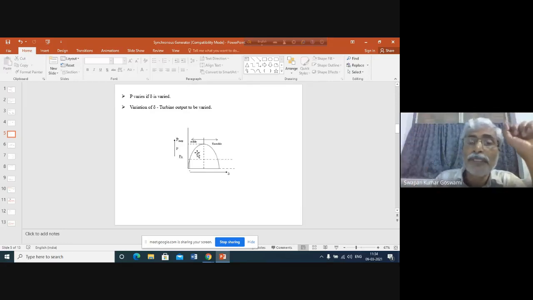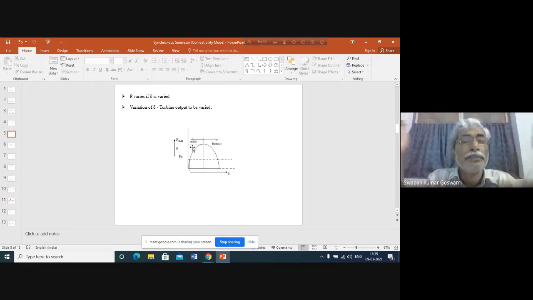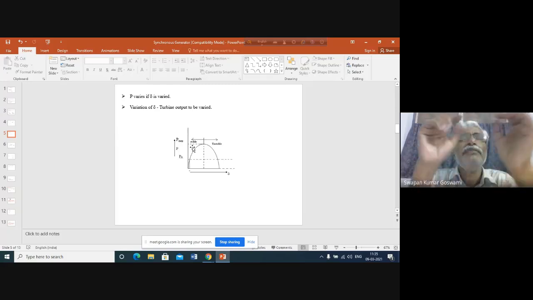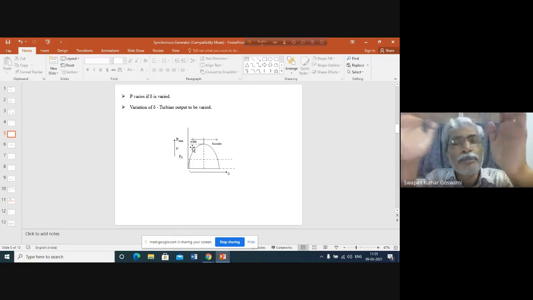That means if you increase the value of the input by a very small step, why are we saying that the step has to be very small? Because if the step is more, there will be more difference between the input and output power. As a result, there will be larger amplitude of oscillation. So if we make this change of input power by a very small amount, the amplitude of oscillation also will be very small.